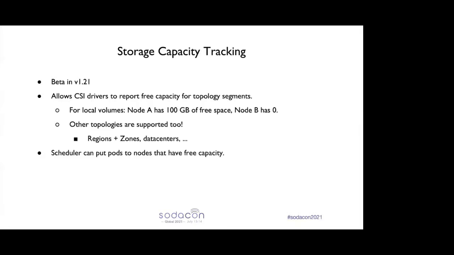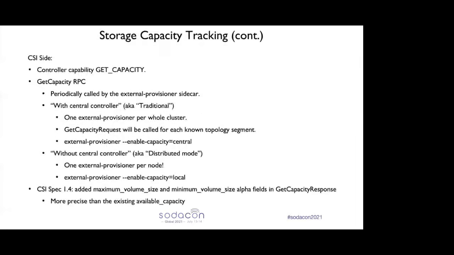It adds an API for the CSI driver to report storage capacity and uses that information in the Kubernetes scheduler when choosing a node for a pod. This works for both local volumes and other topologies based on regions, zones, and so on. To support storage capacity tracking, a CSI driver needs to implement the controller capability, get capacity. The external provisioner periodically calls get capacity.